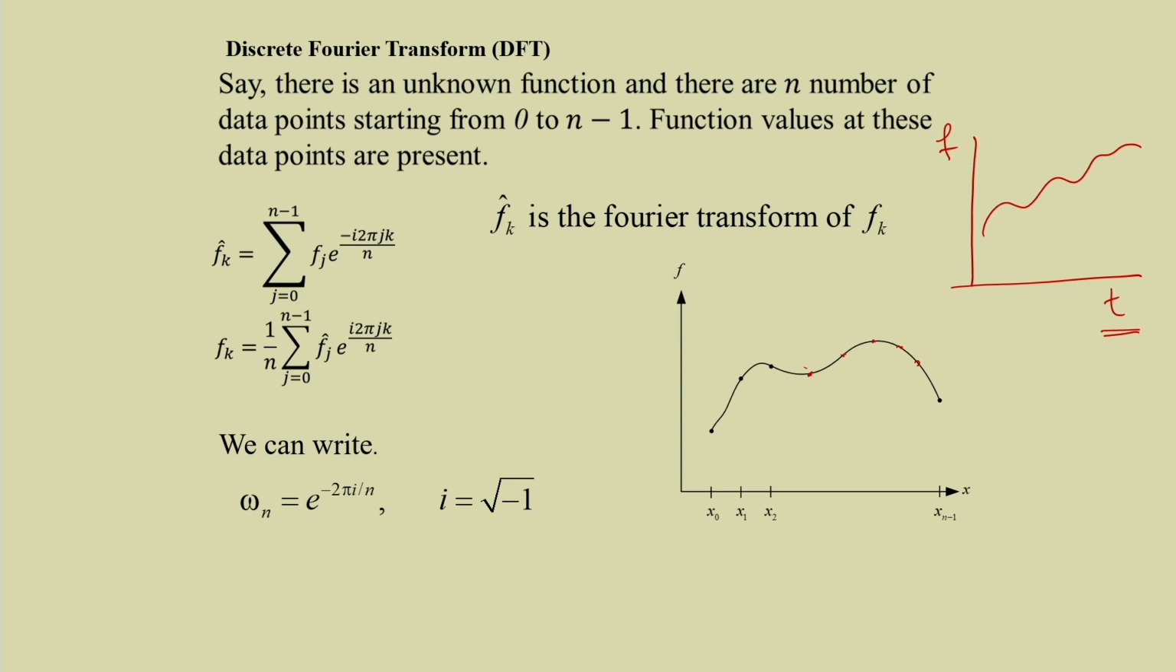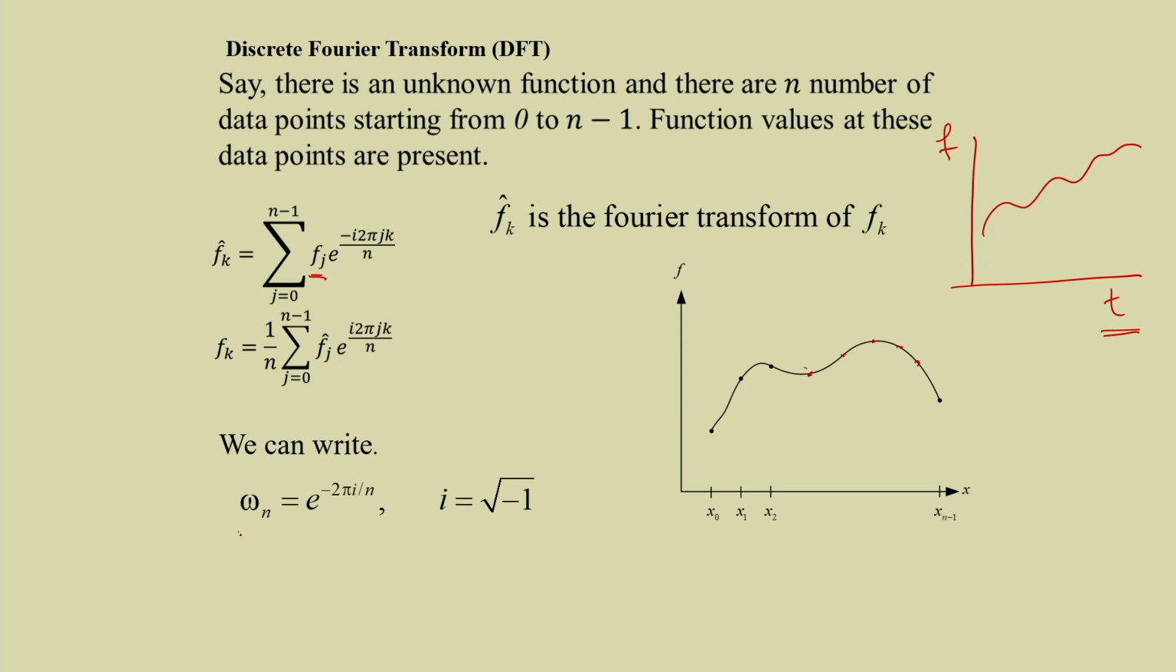So this f cap can be written by using this function f this way. So f k cap can be written as the sum over j equal to 0 to n minus 1 of f j e to the power minus i 2 pi j k by n. Similarly, the inverse transform you can also do. You can write f k equal to 1 by n, sum over j equal to 0 to n minus 1 of f j cap e to the power 2 i pi j k by n.